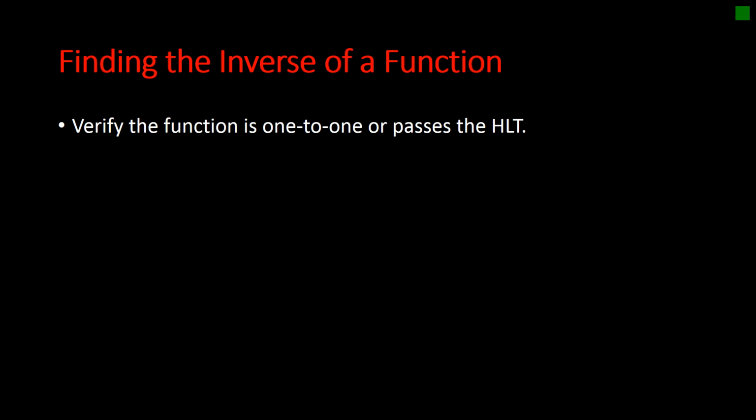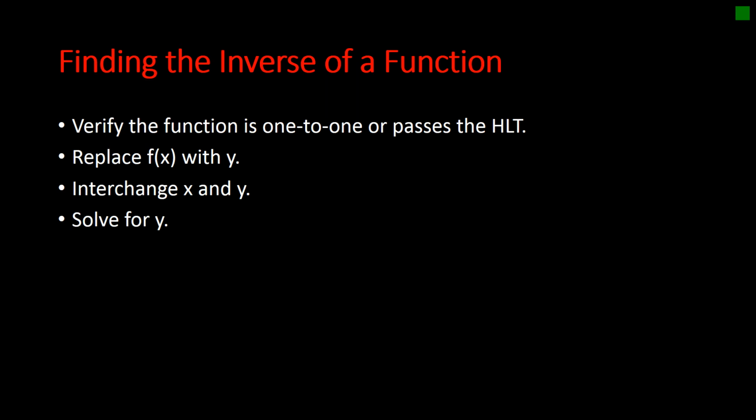So how do we find this inverse function? Well, number one, you need to verify the function is 1-to-1 or it passes the horizontal line test. 1-to-1 means for every x you put into the function, you get one unique value back. So once you have verified that, you want to replace f of x with y. Next, interchange x and y. Then next, solve for y. And then replace y with f inverse notation.